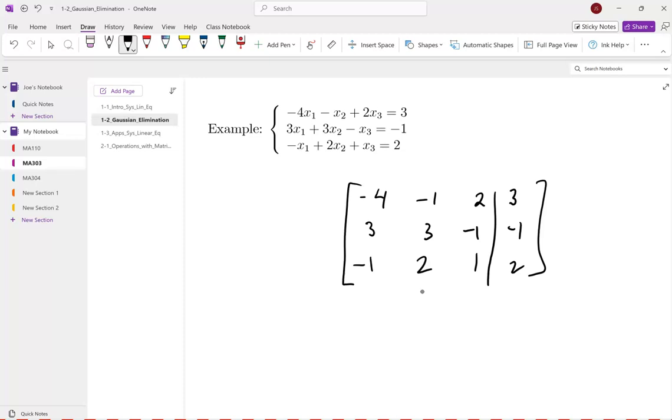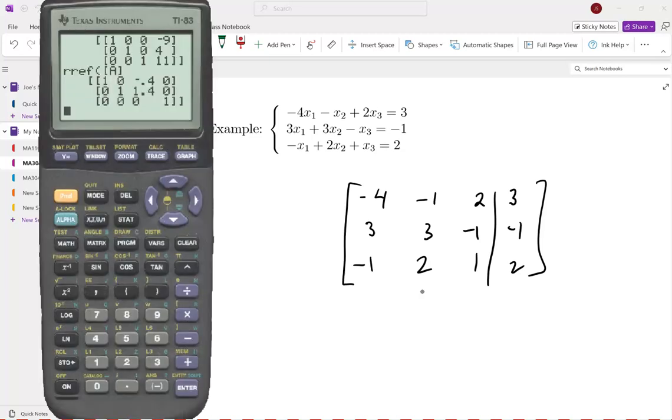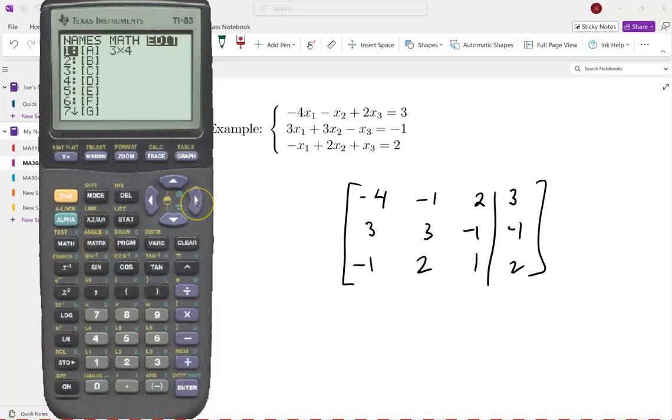All right, so again, let's go ahead and type this in and see what we get. I've got everything having the same size here, so I might as well just keep using A. I've got negative 4, negative 1, 2, 3, 3, 3, negative 1, negative 1, negative 1, 2, 1, and 2.